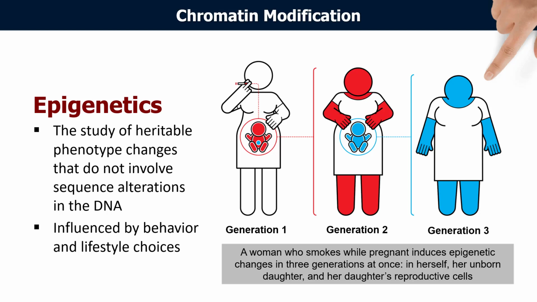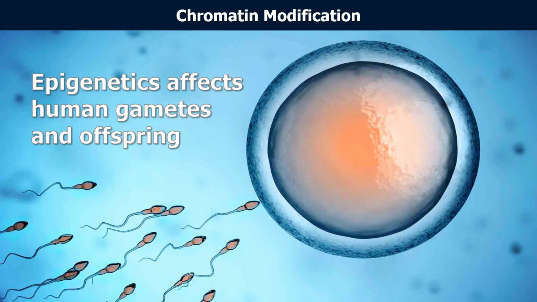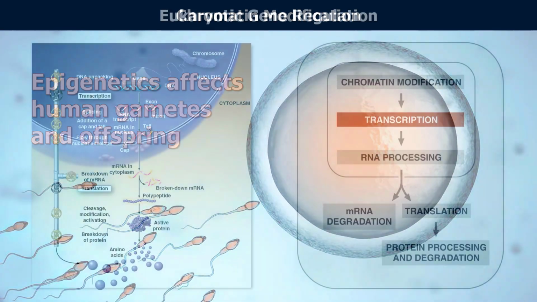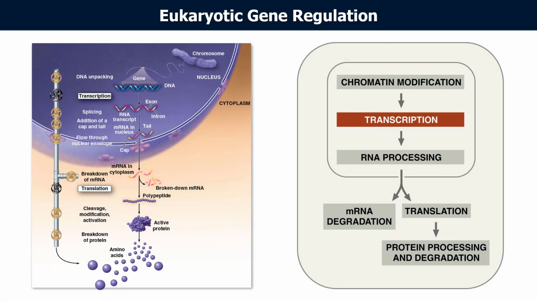So epigenetics is really a fascinating area of study that we're just now starting to study in more detail. Now, I used an example there of a woman's behavioral choices causing epigenetic changes, but the same holds true for males. When males produce sperm cells, those sperm cells can carry some of the epigenetic markers of their behaviors and lifestyle choices as well. All right, well, let's move on from chromatin modification to the next step, which is transcription.